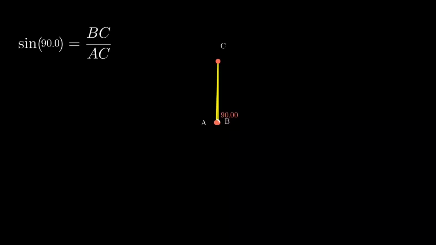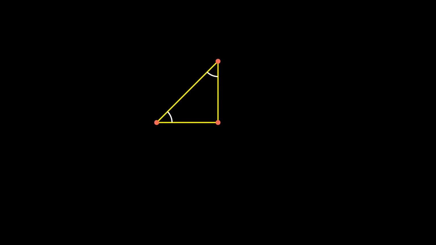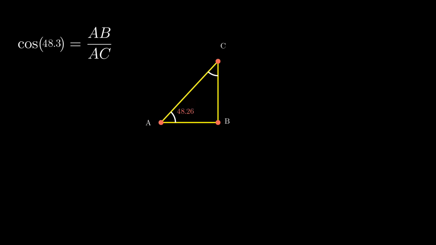Here we observe that the length of BC is nearly equal to AC. So sin 90 equals 1. Here we observe that AB is nearly equal to 0. So cos 90 equals 0.